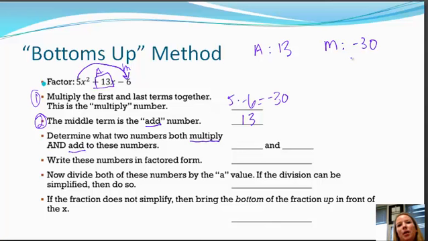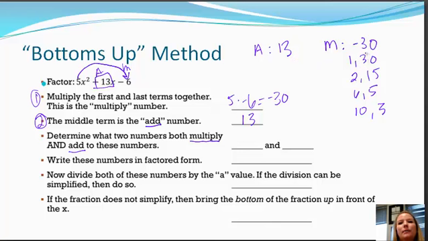So let's think. We have 1 and 30. We have 2 and 15. We have 6 and 5. And that's it, right? I feel like I'm leaving one off, but I forget. Oh, I know what I'm doing. 10 and 3. Okay? So let's look and see which of these could have multiplied to get a negative 30 and added to get a positive 13.